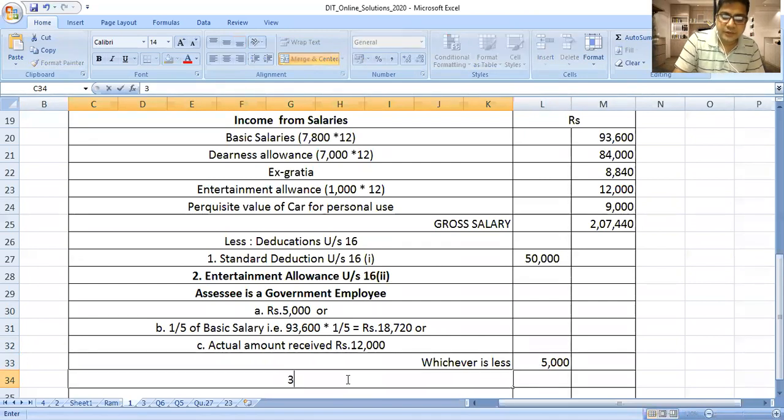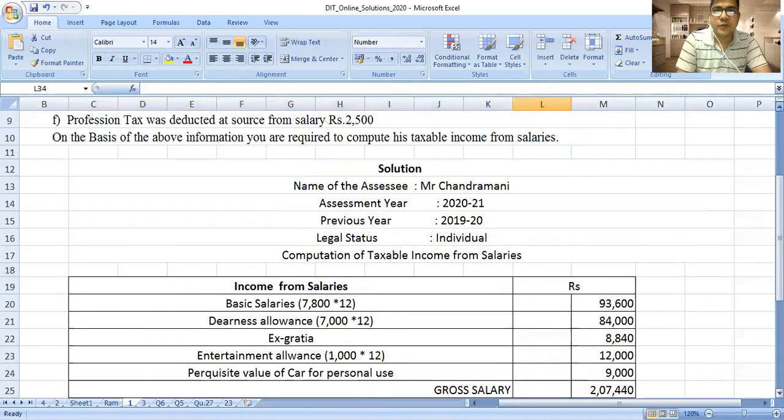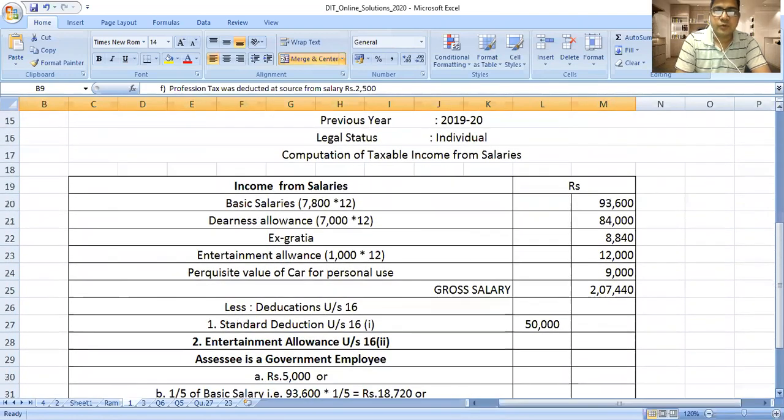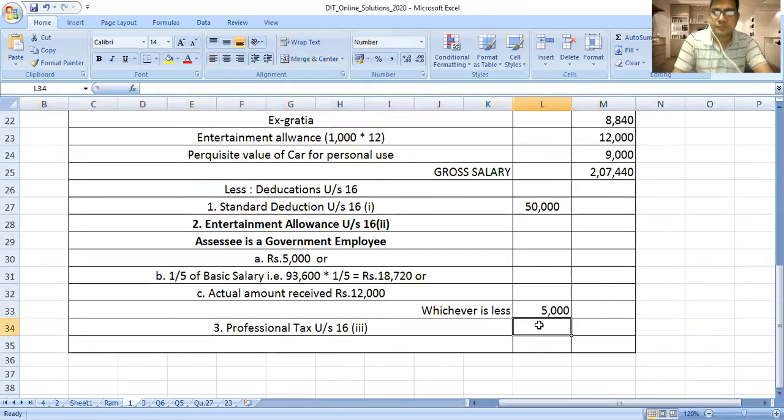Then the third deduction is professional tax under section 16, subsection 3. We have already been informed that we write 2,500 directly. Even in our problem, the professional tax is provided, rupees 2,500. Even if they do not provide it, we still have to write 2,500.